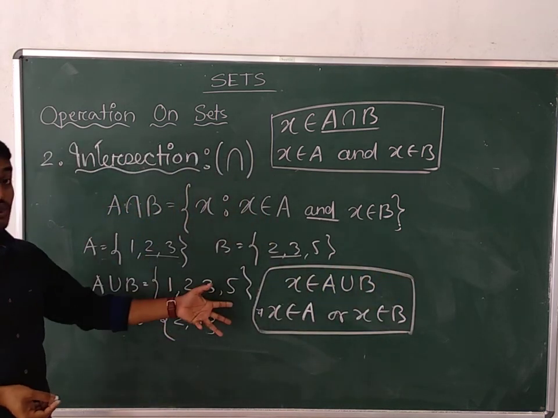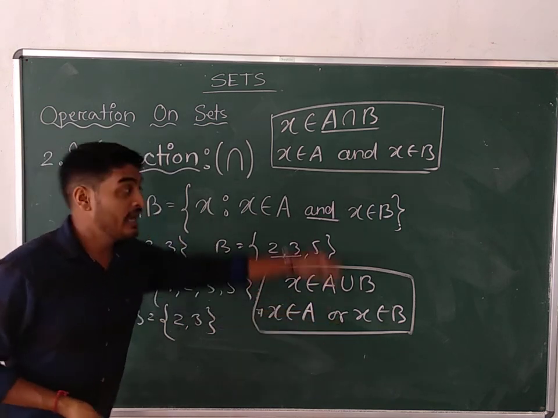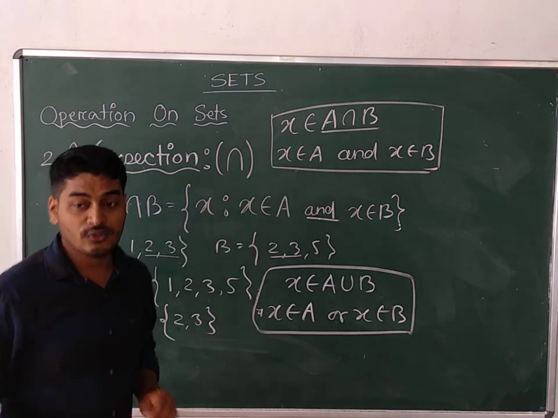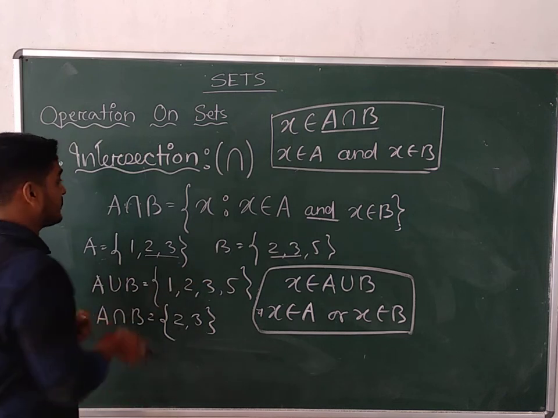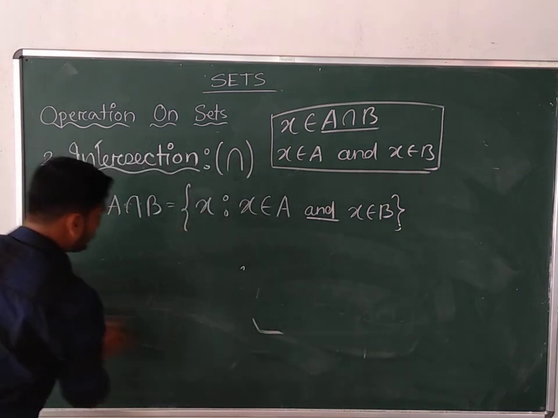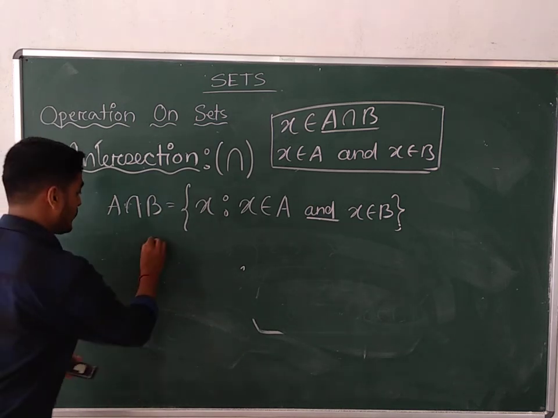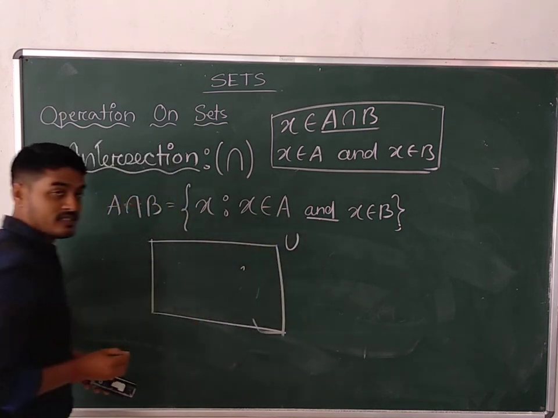What is the difference between union and intersection? In case of union, or plays the important role, and in case of intersection, the word and plays the important role. And what is the diagrammatical representation of intersection? So we will try to write it down. Intersection means what? We will have to give the importance to the common elements. So listen, this is the universal set.